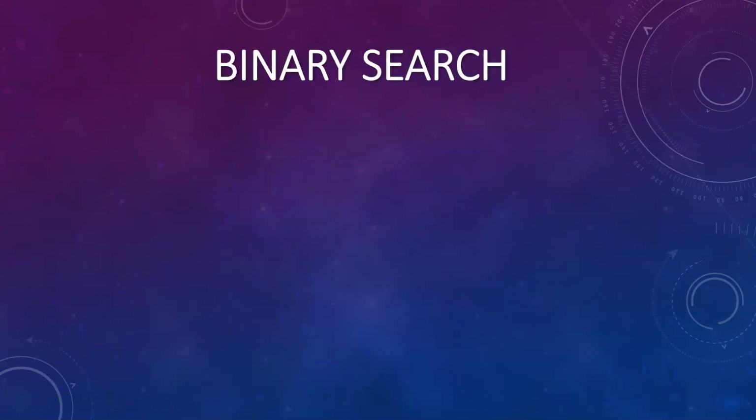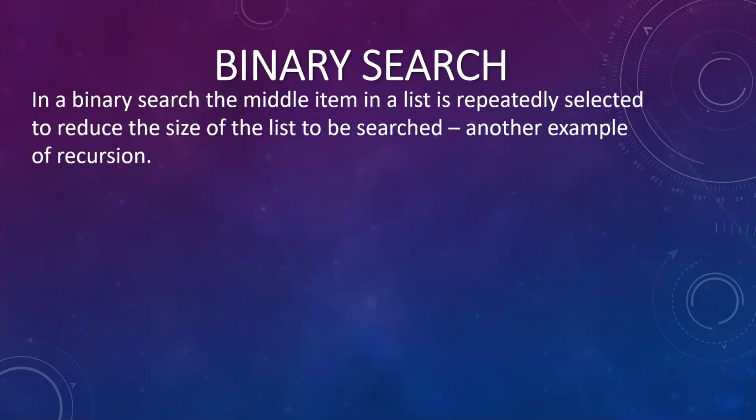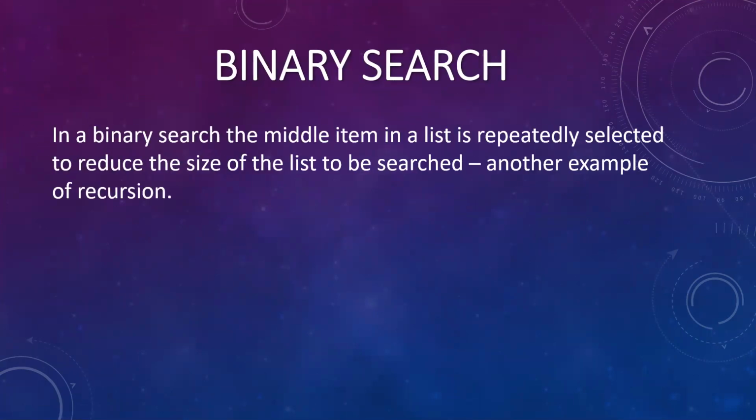So binary search. In binary search, at first it will search for the middle item of the list and try to match it with the target item. That means in binary search, the middle item in a list is repeatedly selected to reduce the size of the list to be searched. Another example of recursion. Recursion means it will call the same thing again and again, which we have seen in the merge sort.